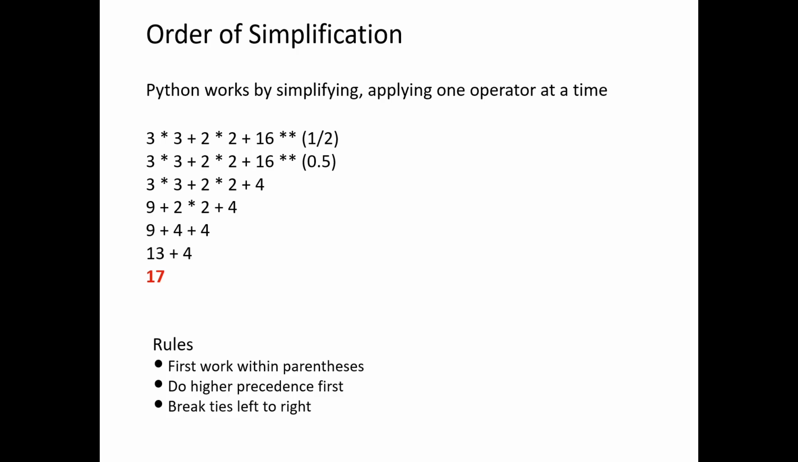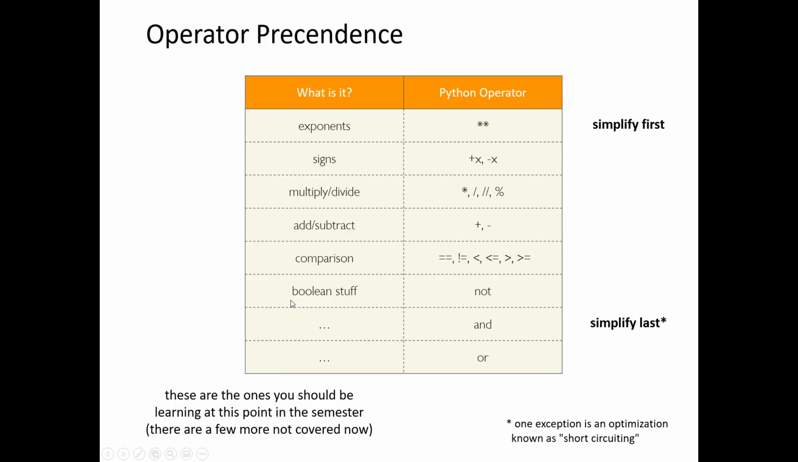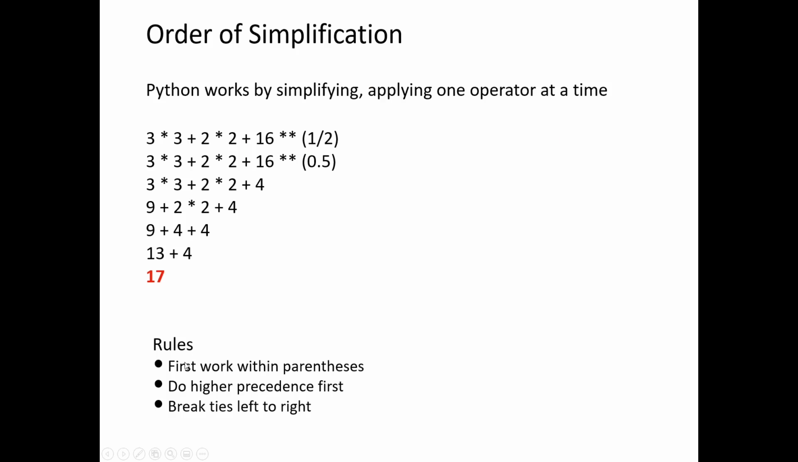So takeaway here, Python's going to simplify things one operator at a time. And the order that it chooses to simplify things follows this table right here. So parentheses are at the very top. It's going to do things in parentheses first. Let me back up. I've got that right here. Work within parentheses first, just like algebra.